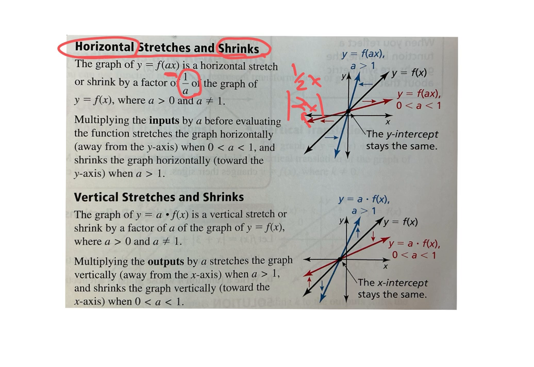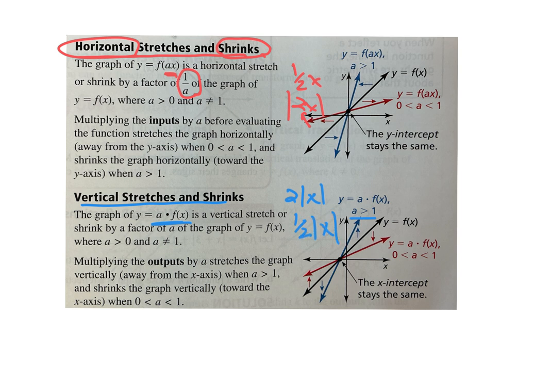Okay, now let's go to vertical. Vertical is just the opposite. If you look right here, the a is outside the function. It's in front, but it's outside. And this one's a little bit easier, because if a is bigger than 1, it's actually a stretch. If it had been a 2 outside, that's a vertical stretch by 2. It makes it twice as steep. If there's a 1/2 in the front, if it's less than 1, it's actually a vertical shrink.